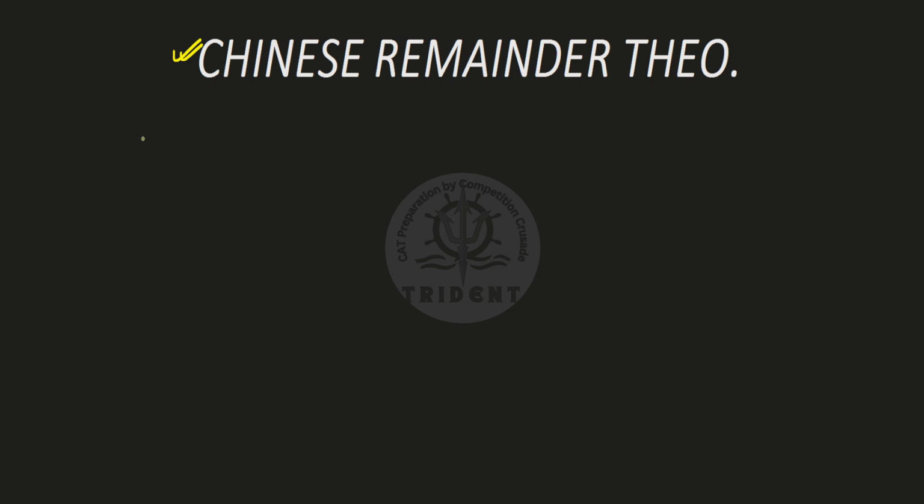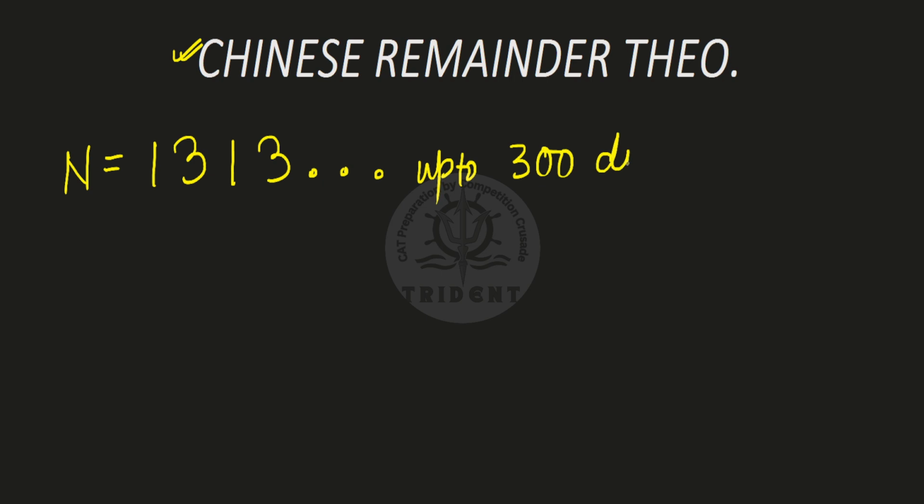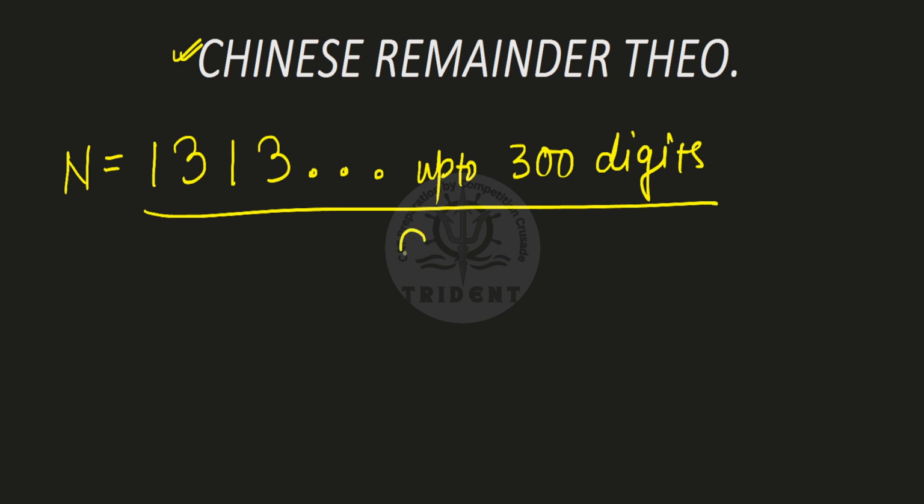So the typical question type that you will be asked in such question types would be a recurring number. So a number that is given to you, 131313 something. I'm just taking a random number. Let's say up to 300 digits, and they are specifically asking you to find the remainder when this thing is divided by a divisor, let's say 99. So what is the remainder in this case? So how do we solve this thing? So we'll understand that thing.